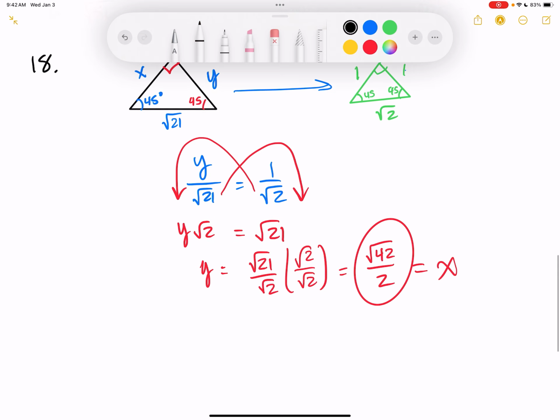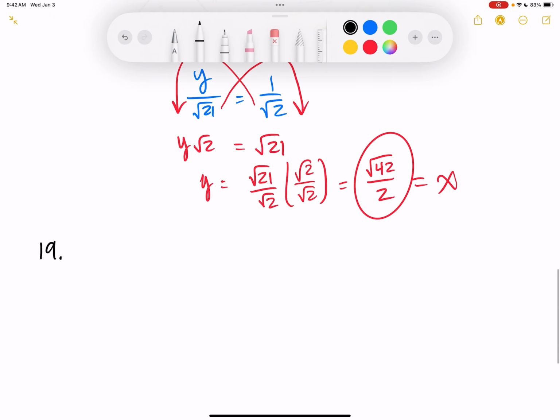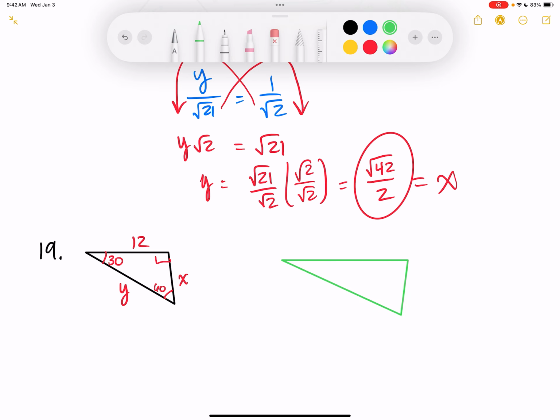Let's also look at one that's a 30, 60, 90. So look at 19. They give us a triangle like this. This is 30. So we must also know that this is 60. They gave us 12, y, and x. So I'm going to draw a comparative triangle over here.